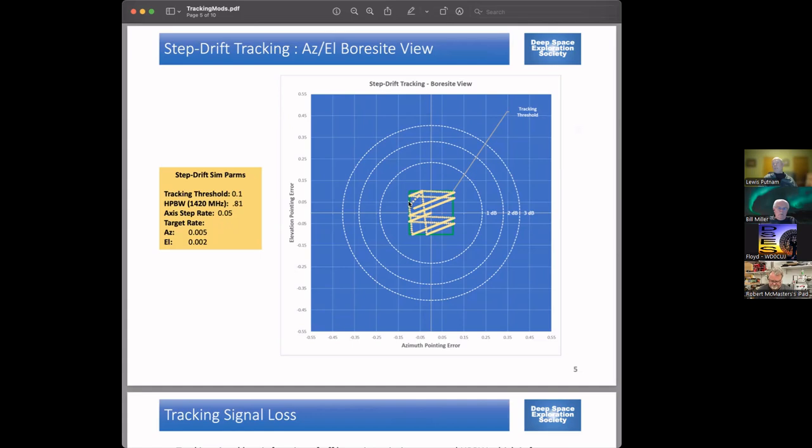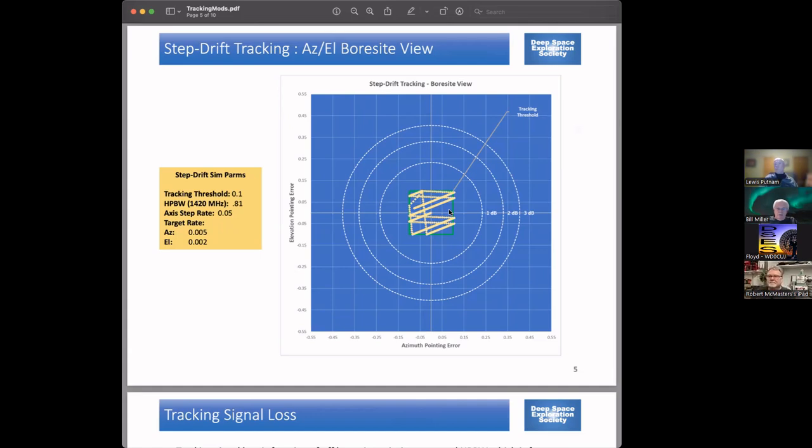And this is with 0.1 here at 1420. So it shows that, well, we talked about what the loss was, and we'll see in the next slide an even better description of what the loss is, but it's around 0.17 or so on this spot. So 0.17 dB.